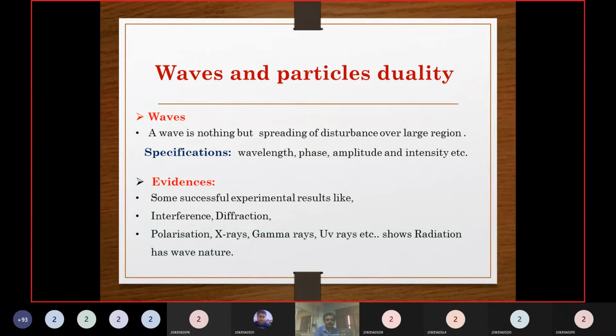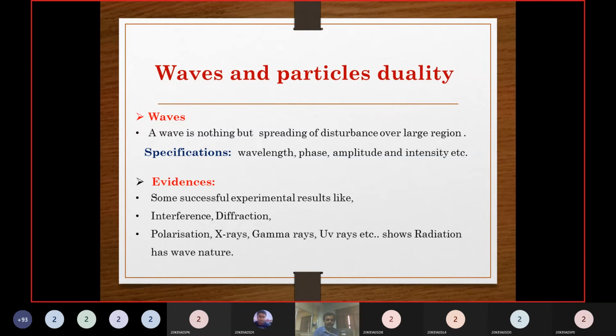Now, the specification of a wave. It should have a wavelength, and it should have a phase. Phase is nothing but the direction in which it is traveling. It should also have amplitude and intensity.